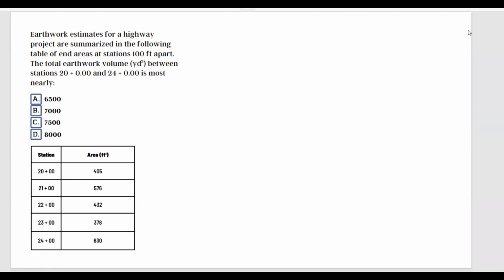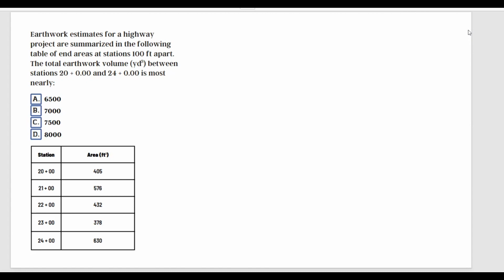Problem number 1. Earthwork estimates for a highway project are summarized in the following table of end areas at stations 100 feet apart. The total earthwork volume in yards cubed between stations 20 and 24 is most nearly. So we have to calculate the volume between station 20 and 24 for this problem.